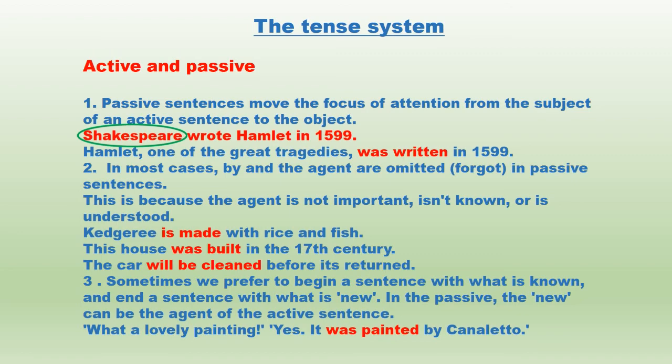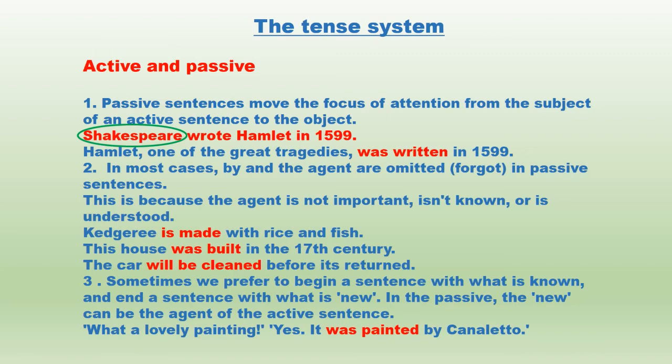In most cases, by and the agent are omitted in passive sentences. This is because the agent is not important or it isn't known or is understood. For example, Kajri is made with rice and fish. Kajri is one of the Indian dishes. It's not important for me to know who made this dish, but the important thing for me to know is that this dish is made with rice and fish.